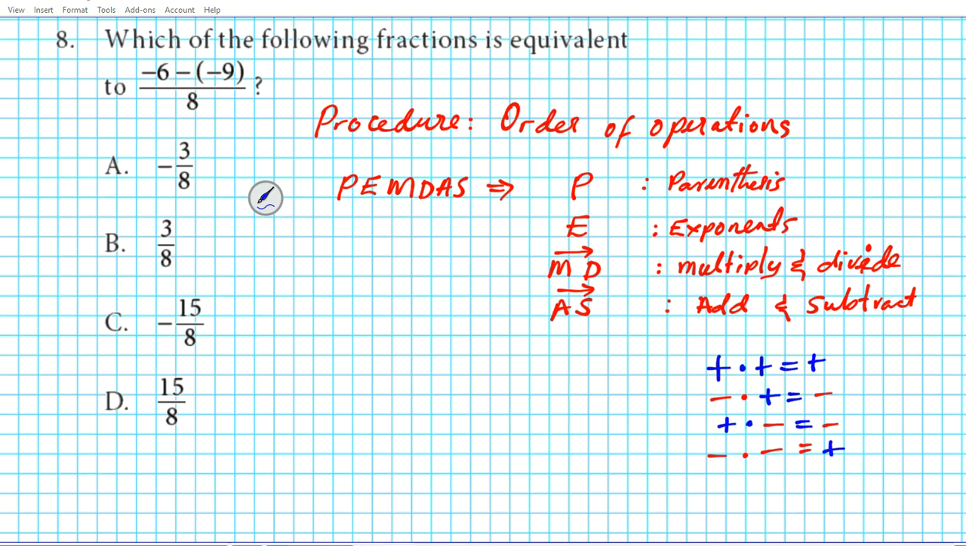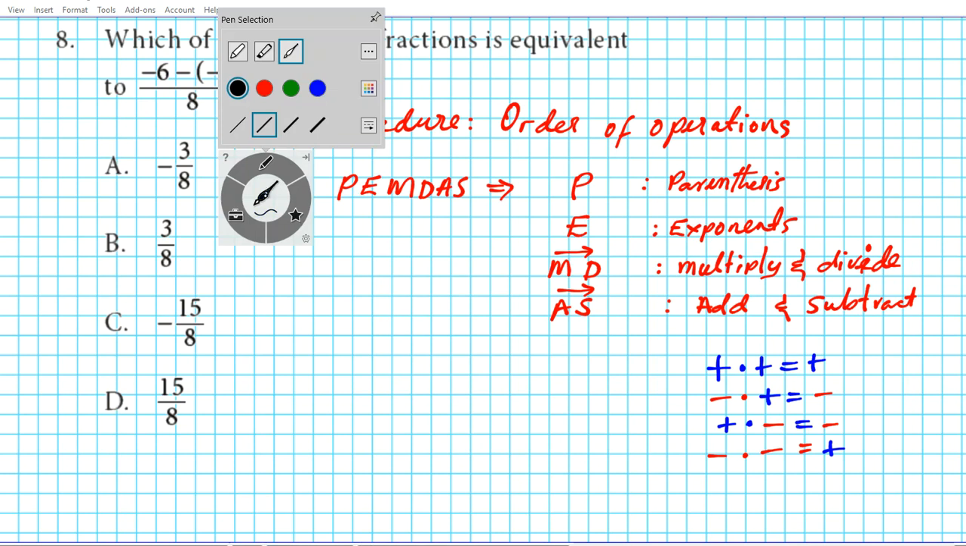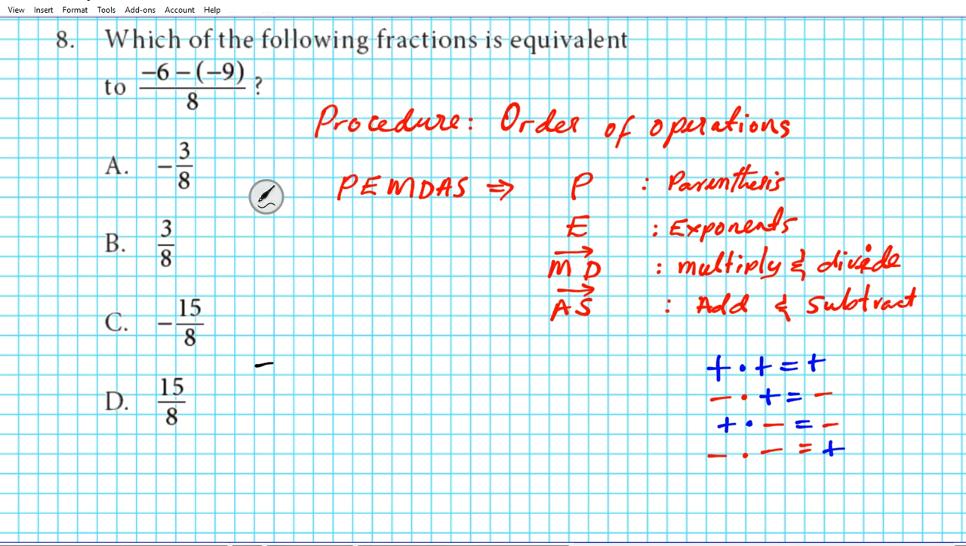Alright, let's go ahead and see what this numeric expression is equivalent to. So we have negative 6 minus negative 9 over 8. This long division bar tells us that the entire numerator is grouped together. So to help us out, we put parentheses on the numerator like that, divided by 8. Now when you multiply these two minuses, minus times minus gives us a plus, so this would be negative 6 plus 9 divided by 8.